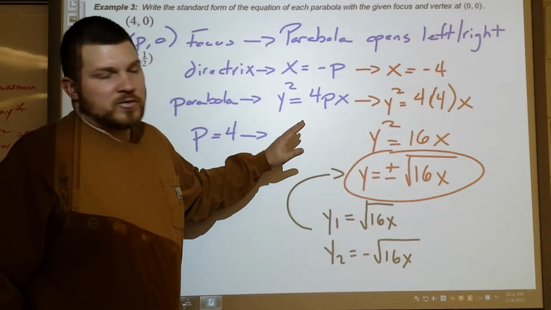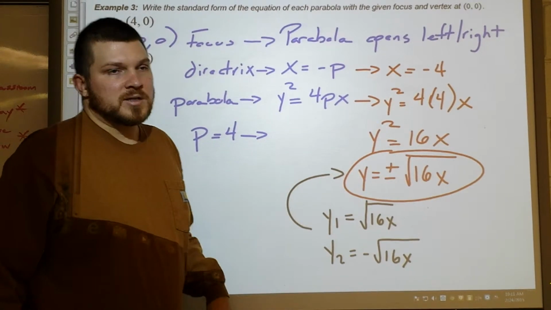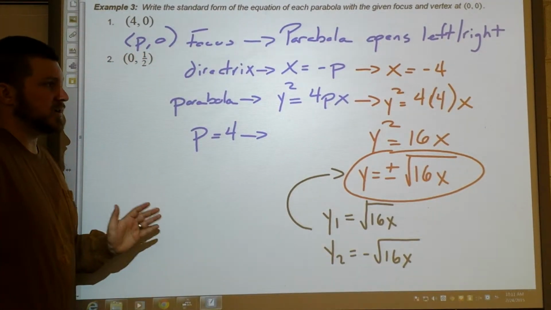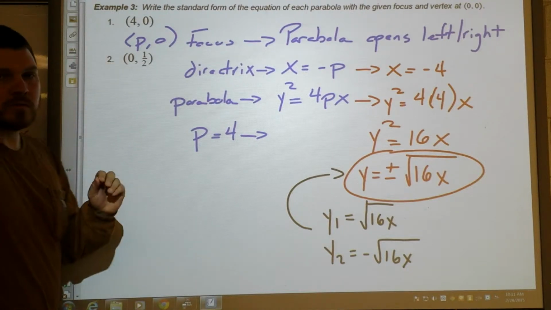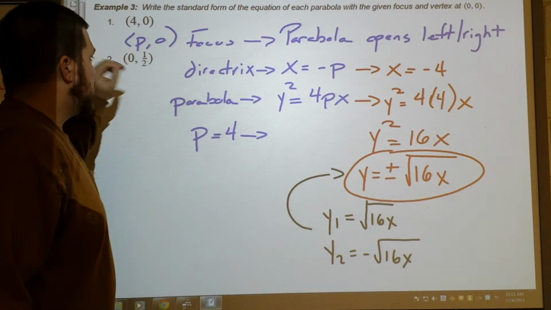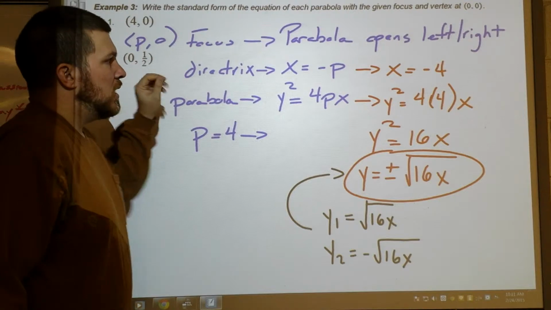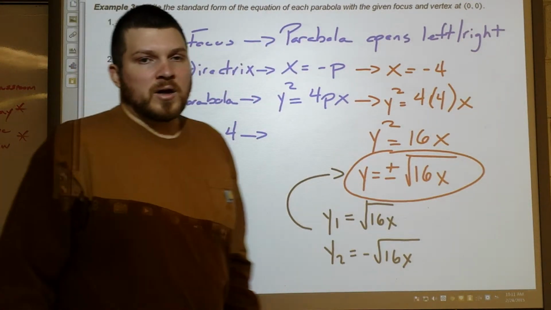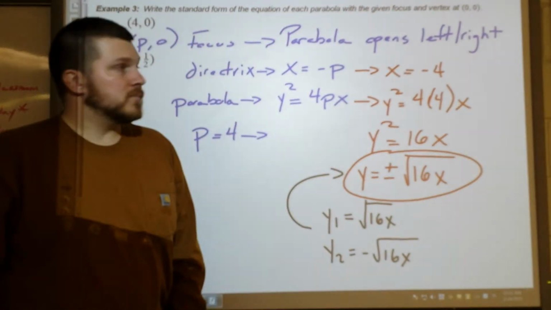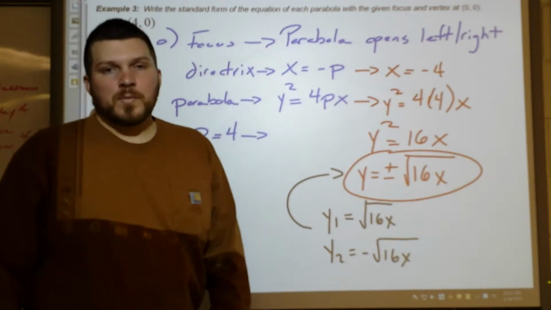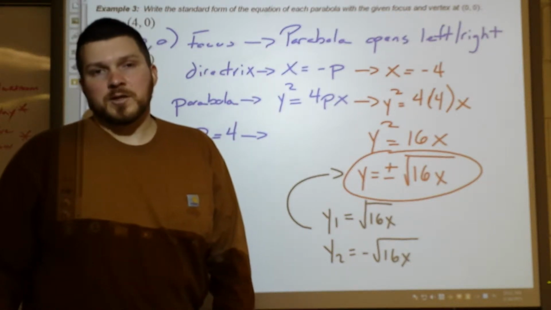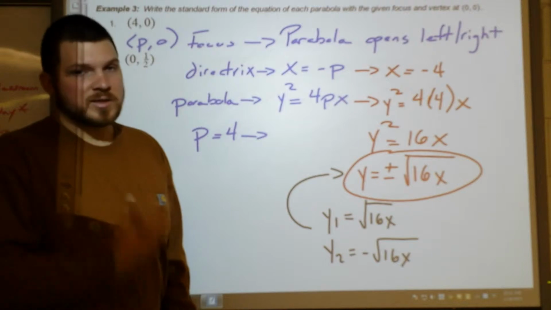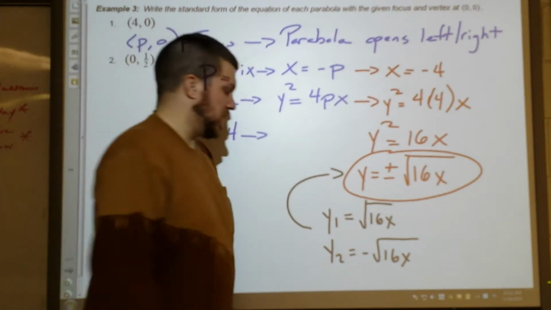Now, when you're done, after you pause this, I'm going to have all of this erased, and we're going to do the second problem. It's going to be the exact same process. I'm going to use the rules that are in your packet to find out, based on what the focus is, does my parabola open left and right, or does it open up and down? Based on that, what's the equation for my directrix, and what's the equation for the parabola itself? So when you come back, this will be erased, and we'll do the second problem.